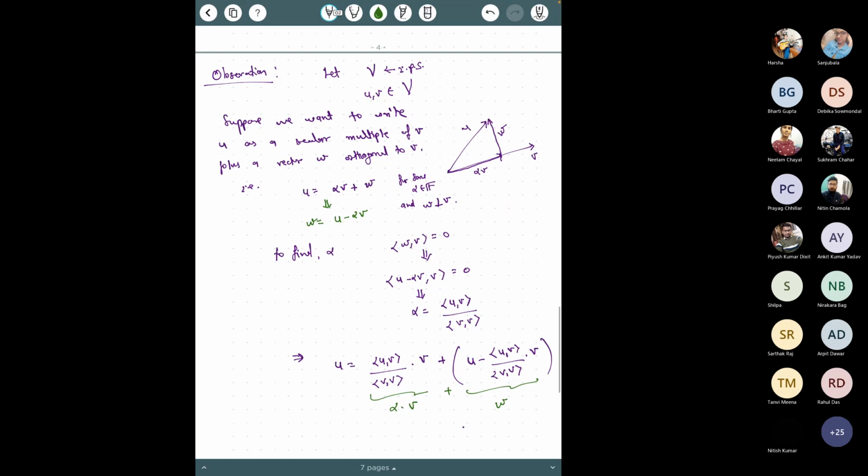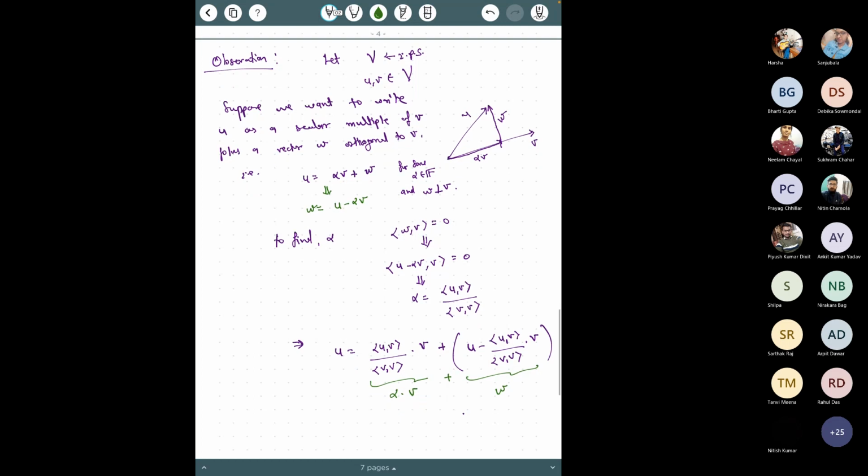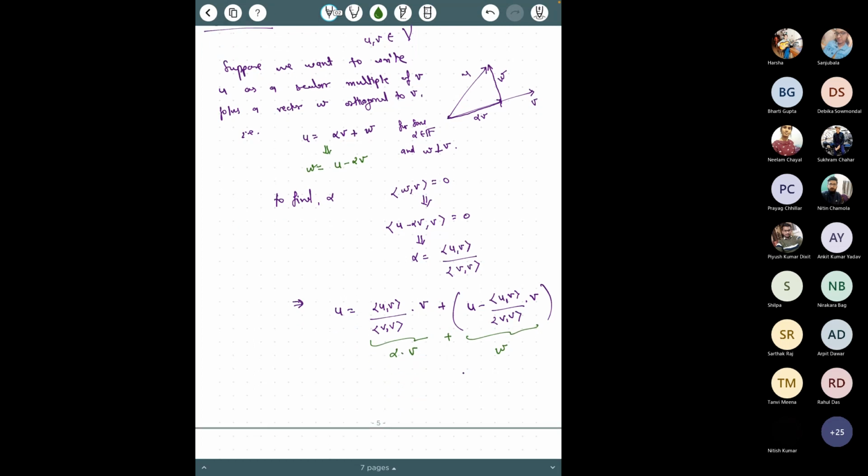So what we can say from this observation is that this alpha we can always find provided this v is non-zero. The denominator is not zero, so this alpha is well defined, and we can always find it for given two vectors u and v. If the vector v is non-zero, its length is non-zero, and therefore this alpha is well defined. So as long as you can find this alpha, you can always write u as a scalar multiple of v plus a vector which is orthogonal to v.